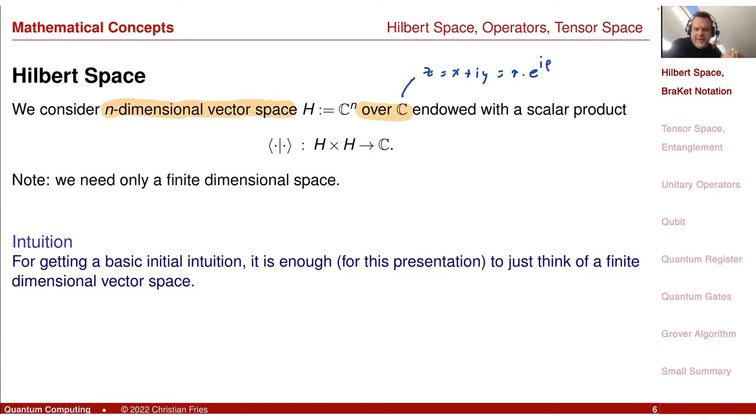Well, for our lecture and also for quantum computing, it's maybe enough to only look at a finite dimensional space. And our space has a scalar product. So we have a bilinear form here to assign to two elements a number in C.